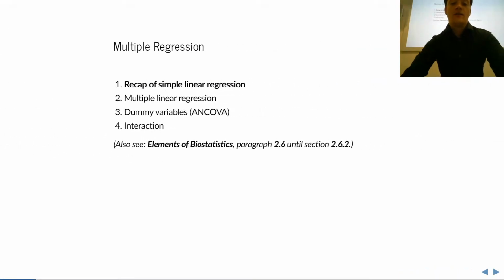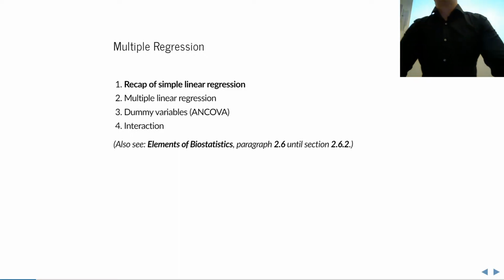Yeah, so today we're going to expand on what we've had so far with regards to linear regression. So I'll give a very brief recap of simple linear regression, and then we're going to the actual interesting part, which is multiple linear regression. Now, most of the time, you're not interested in a simple linear regression. For most research, you would do some form of multiple linear regression.